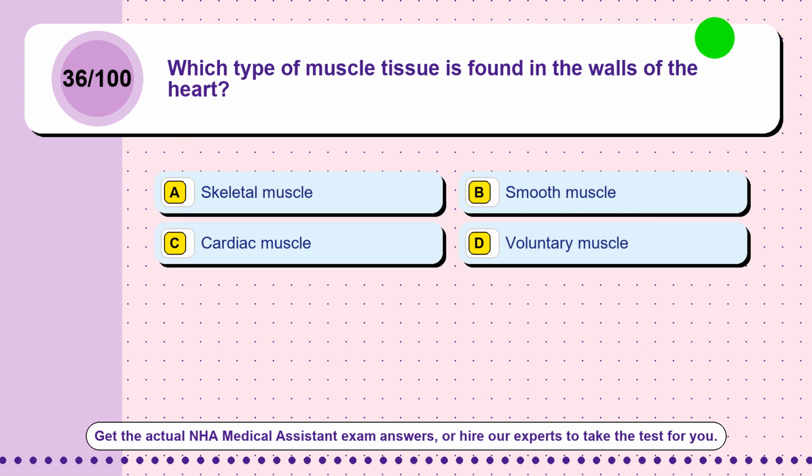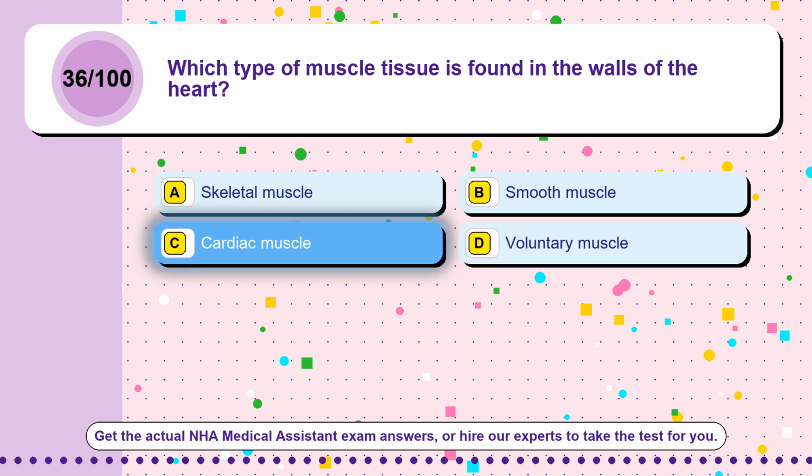Question 36. What type of consent is demonstrated when an adult outpatient rolls up their sleeve and extends their arm toward the phlebotomist after being asked for a blood draw? Option A, expressed consent. Option B, informed consent. Option C, implied consent. Option D, statutory consent. The correct answer is option C.